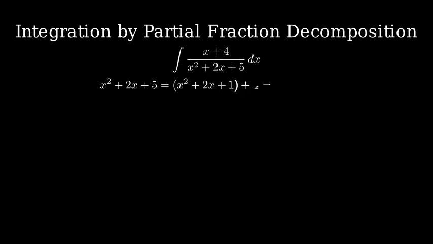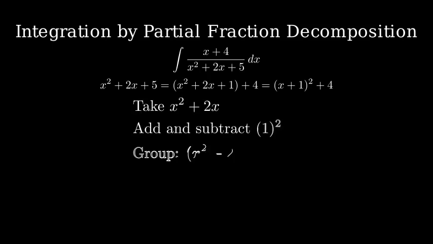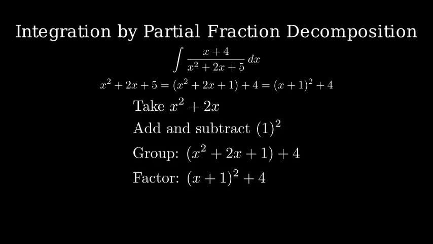The denominator x² + 2x + 5 can be rewritten as a perfect square plus a constant. To complete the square, we take x² + 2x, add and subtract the square of half the coefficient of x, which is 1 in this case. Now our integral becomes the integral of (x + 4) divided by ((x + 1)² + 4) dx.